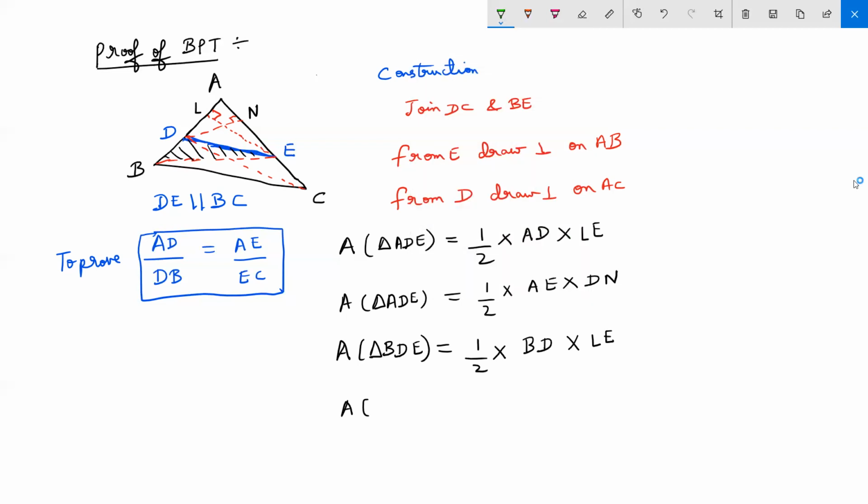Now consider this area of triangle. No, not this one. Not this one. Area of triangle DEC.